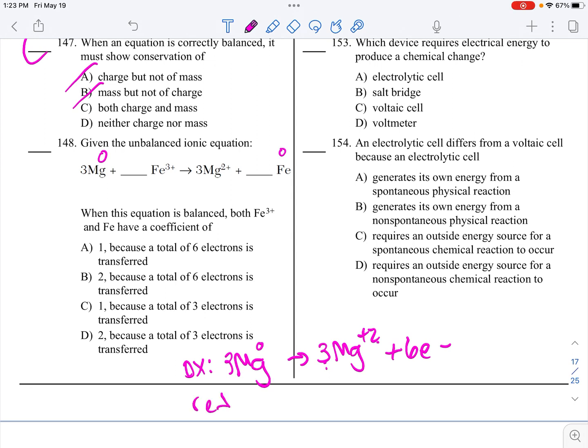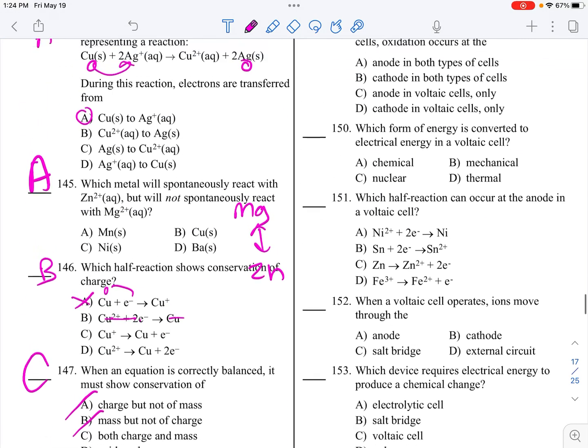And the reduction is Fe +3 becomes Fe 0, and we have 3e-, but that's not balanced, so then we'd have everything multiplied by 2 in order to balance. So it's 6. So the Fe +3 and Fe have a coefficient of 2 because a total of 6 electrons is transferred. Yes, choice B. That took a minute, but we got there.